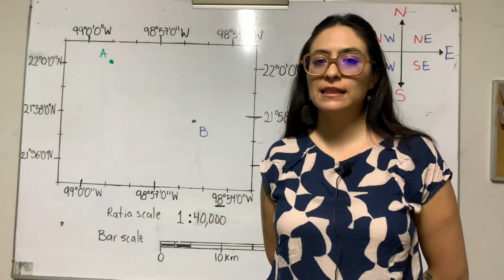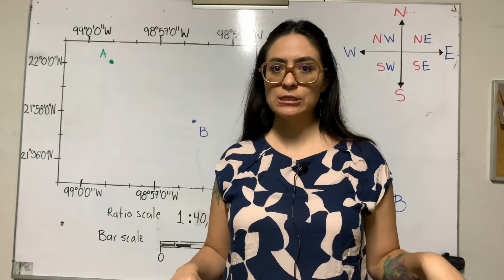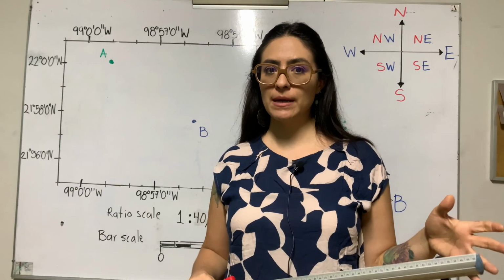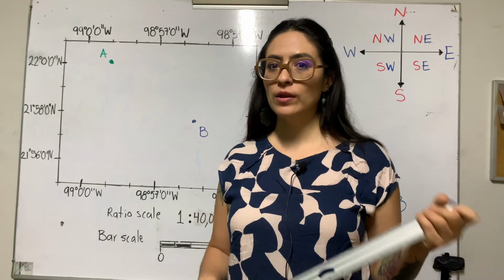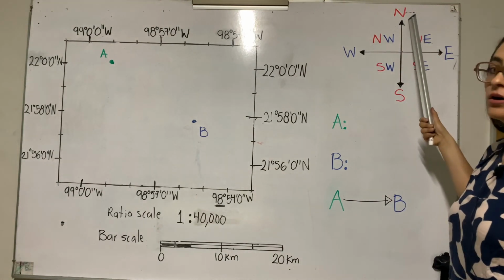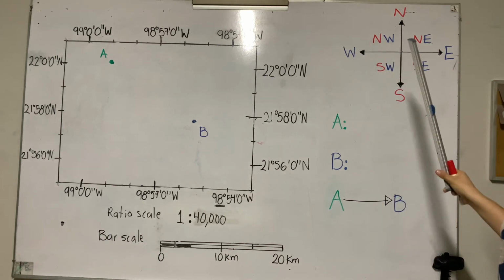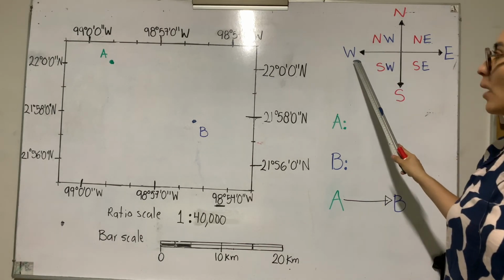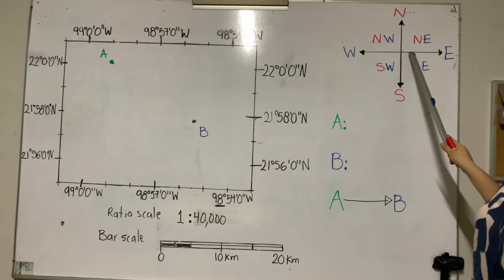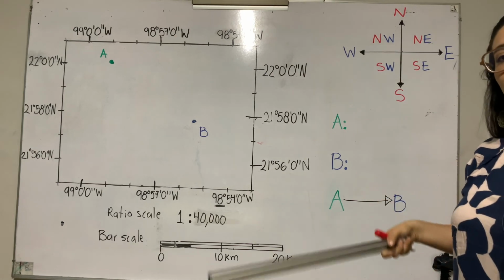Welcome to Geography class. Today we are going to talk about the geographic coordinate system, but using degrees, minutes, and seconds. So let's just remember something. We have 90 degrees going north, 90 degrees going south, 180 degrees going west, and 180 degrees going east. Okay, so we have degrees.